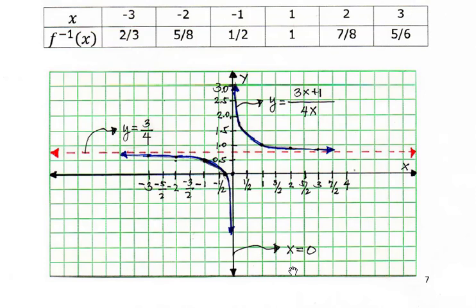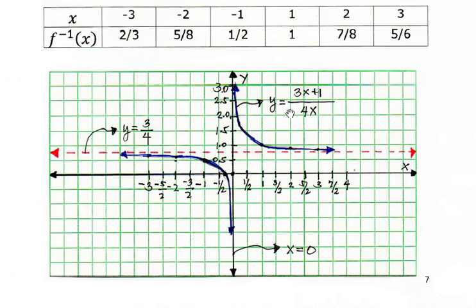Then this is x equals 0. The y-axis actually serves as the vertical asymptote. So these two lines, the vertical asymptote and the horizontal asymptote, take note that the graph of our rational function must never touch these asymptotes. And as you can see in the graph, it never touches. This part never touches the horizontal asymptote, and also this part never touches the vertical asymptote.